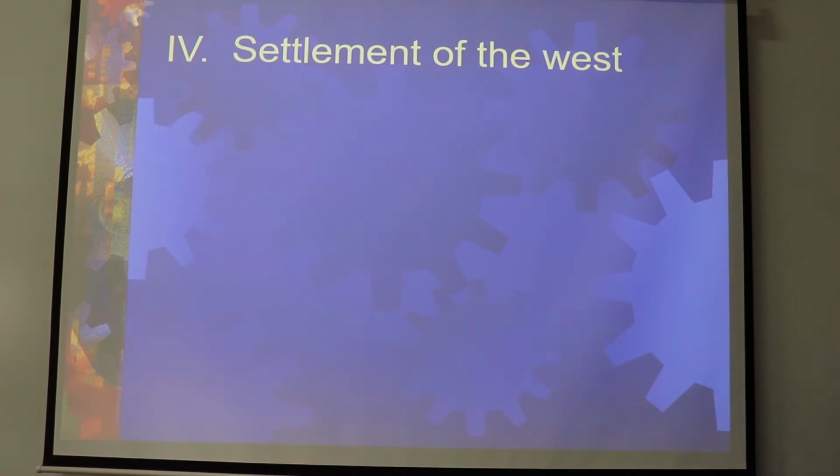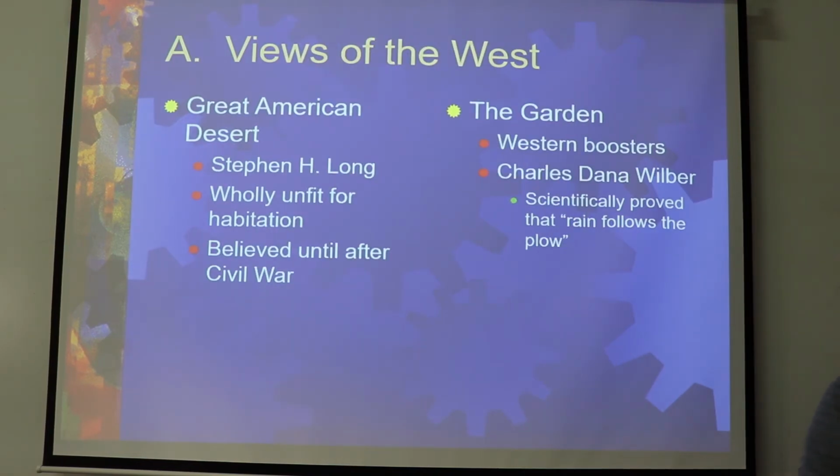Now historically, there have been two different views of the West in America. The first view was that of a great American desert. This was popularized by Stephen Long, who took an expedition out there and saw an area wholly unfit for habitation. And this was largely believed until after the Civil War. Well, what changed after the Civil War? Well, we finally had a transportation infrastructure able to get out west.